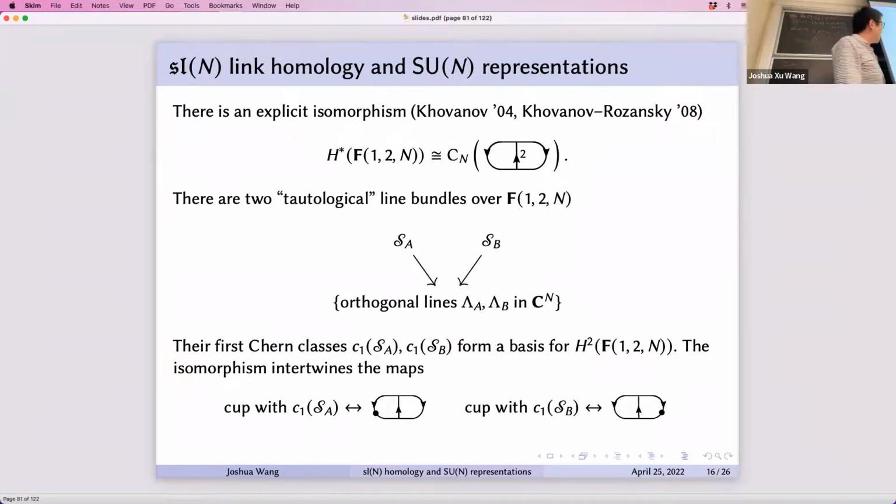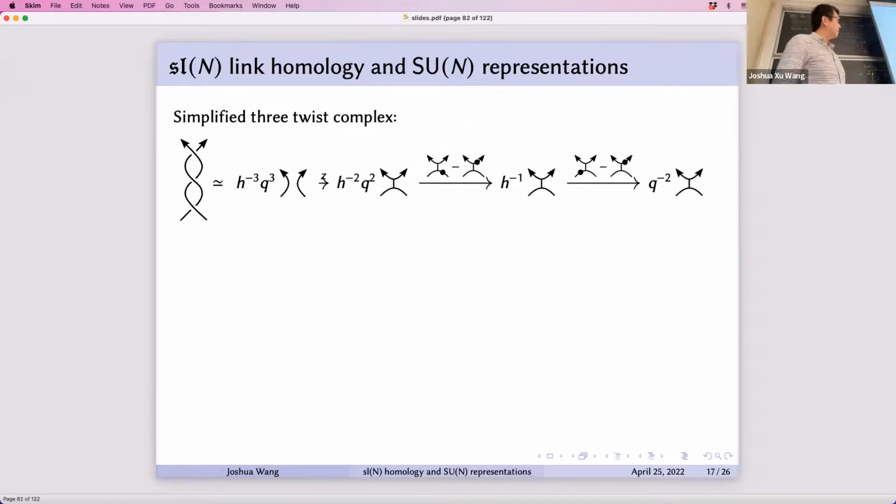And you can set up the isomorphism so that cup product with the first Chern class of one of the bundles matches the dot map, and cup product with the other Chern class matches the other dot map. Okay. So now, if we have 3 twists instead of 2, then I claim there's a similar simplification you can do. You see the same difference of dot maps as before, but now you have a different difference of dot maps.